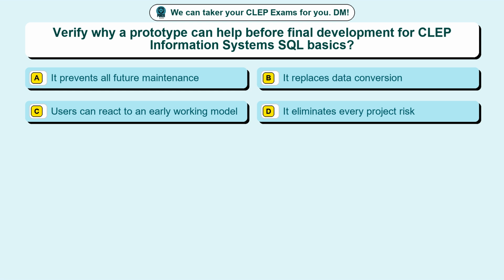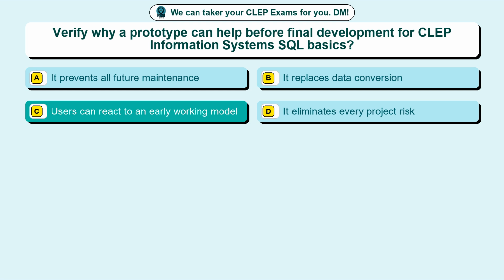Option A. It prevents all future maintenance. Option B. It replaces data conversion. Option C. Users can react to an early working model. Option D. It eliminates every project risk. The correct answer is option C. Users can react to an early working model.